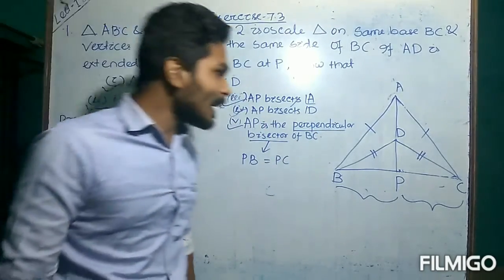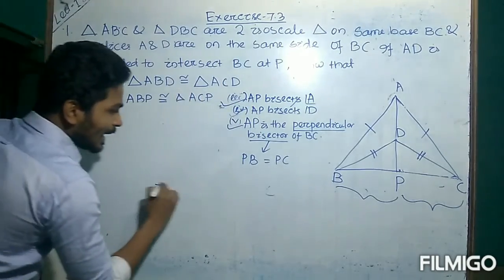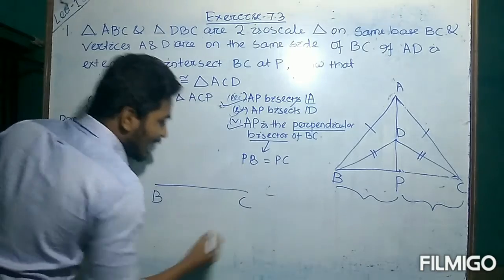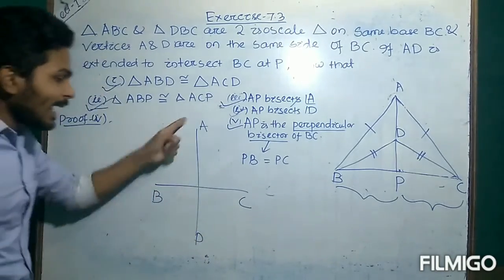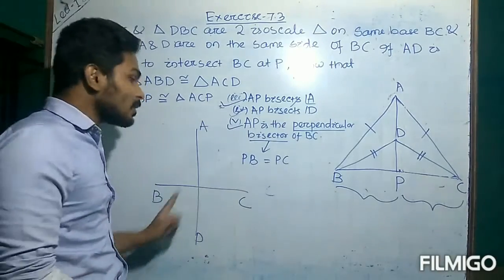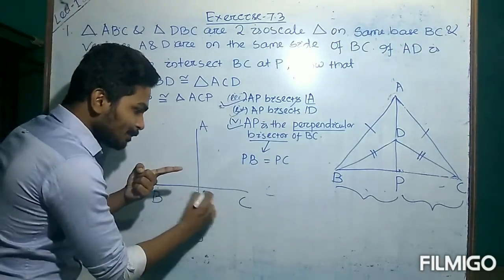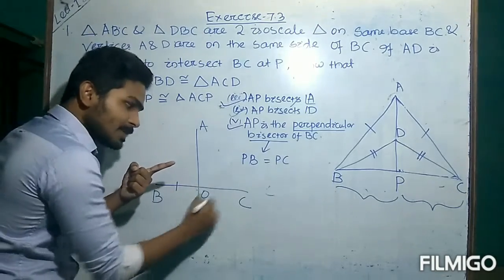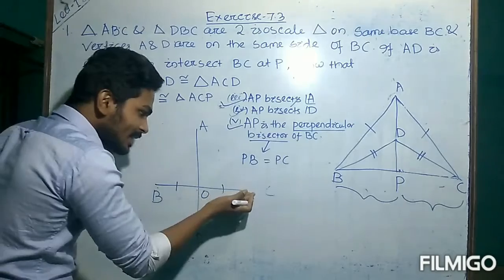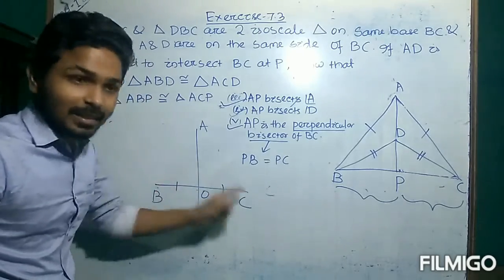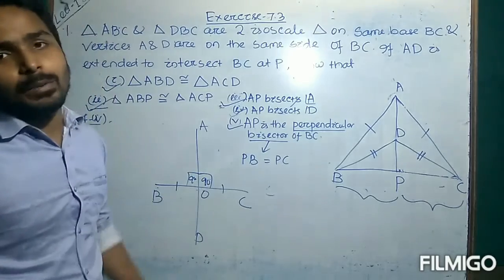What do you mean by perpendicular? I have told you. Perpendicular bisector means a line, suppose BC, and another line, suppose AD. Now AD is called the perpendicular bisector of BC if, first condition, it bisects BC. If it bisects BC, that means this half is equal to this half. The second condition is it must intersect BC, or it must intersect another line at an angle of 90 degrees. That is the meaning of perpendicular.